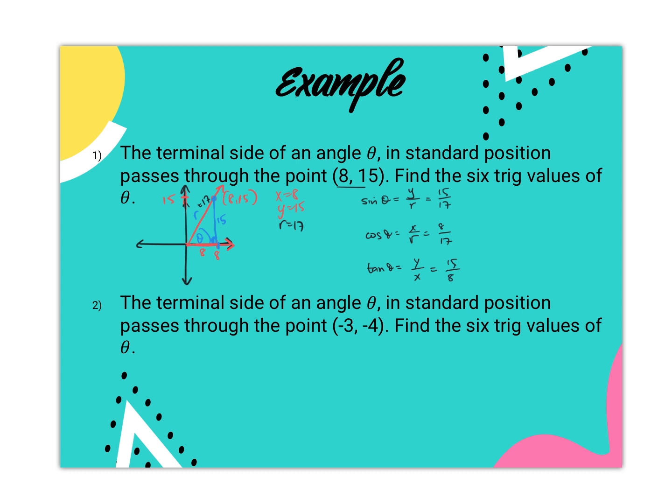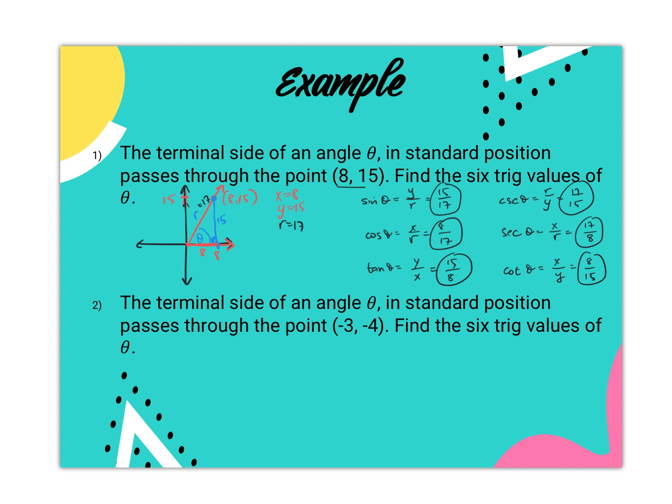And I know that the other three are just reciprocals. So cosecant is going to be r over y, or 17 over 15. I know secant of theta is going to be r over x, or 17 over 8. And cotangent of theta is going to be x over y, which equals 8 over 15. And these are the 6 trig values that we are looking for. And that's it. That's how you do it.